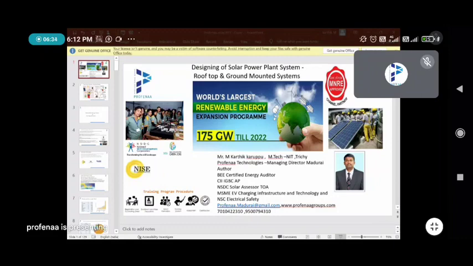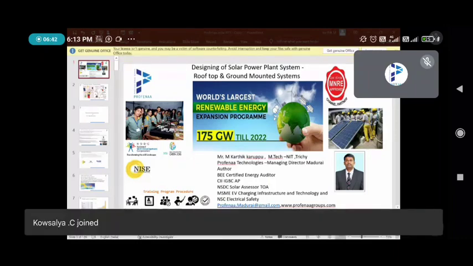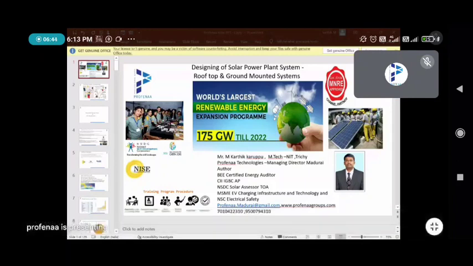Even Europe is 20 years ahead, but we are near to them. So we will see the next slide. See, this is the total capacity installed in India. How much have we installed? See, this is the non-renewable energy consumption. Only renewable energy we are going to see.